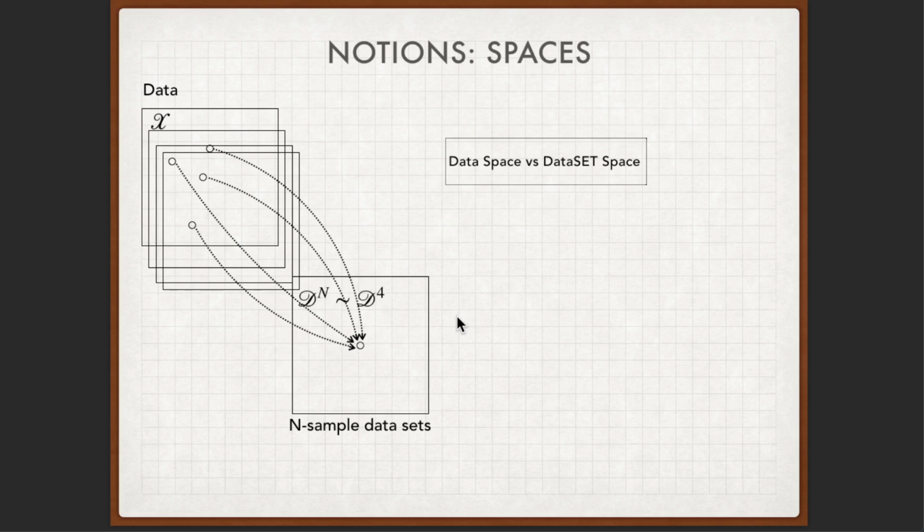training data sets, and of course that is also the source of randomization, the stochasticity of the training process. So learning from data is a random business because of this randomness. We need to distinguish between these two spaces.